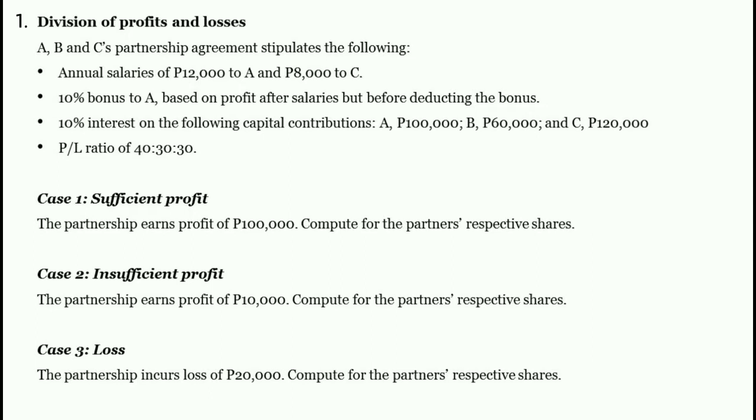Case 1, sufficient profit. The partnership earns profit of 100,000 pesos. Compute for the partners' respective shares. Case 2, insufficient profit. The partnership earns profit of 10,000 pesos. Compute for the partners' respective shares. And case 3, loss. The partnership incurs loss of 20,000 pesos. Compute for the partners' respective shares.